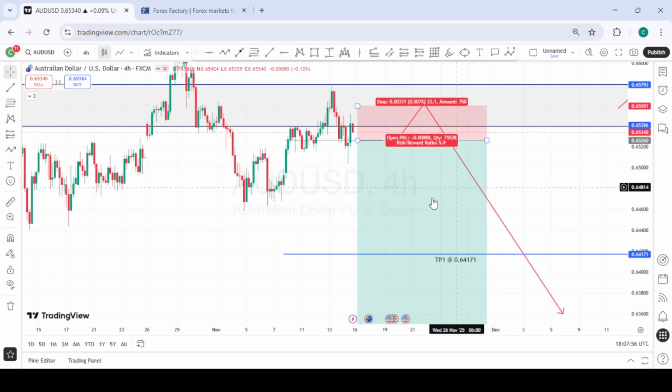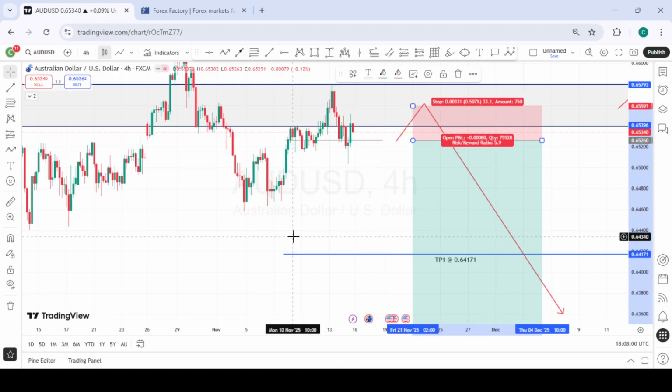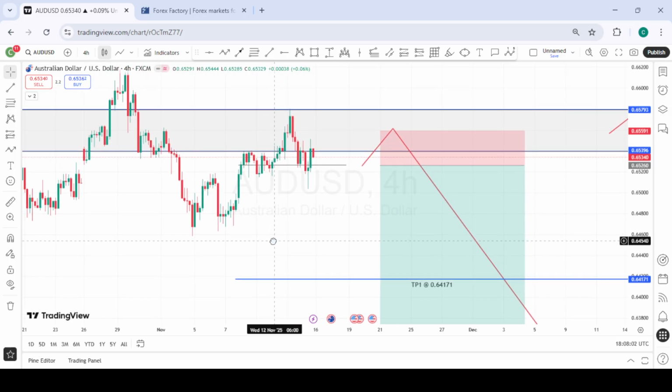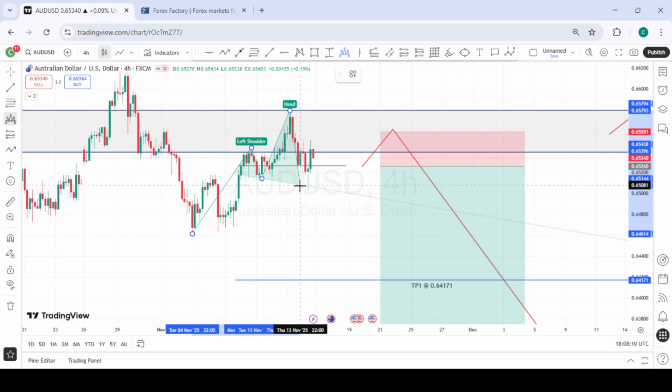So what we'll be looking out for is price could form a head and shoulders here. What we can see here, this could be the left shoulder, this could be the head, and this will possibly be the right shoulder, which is actually now forming. Then we get a break to the downside.